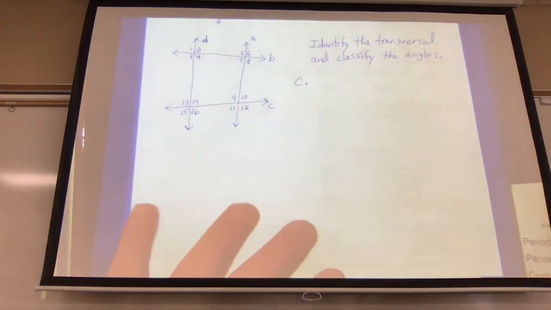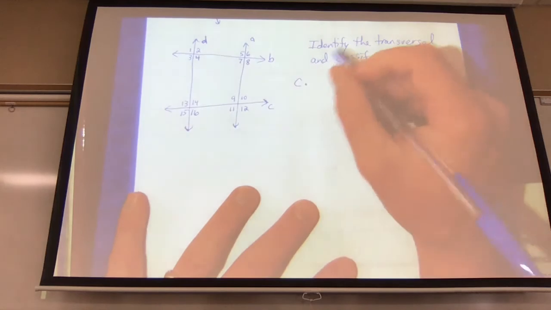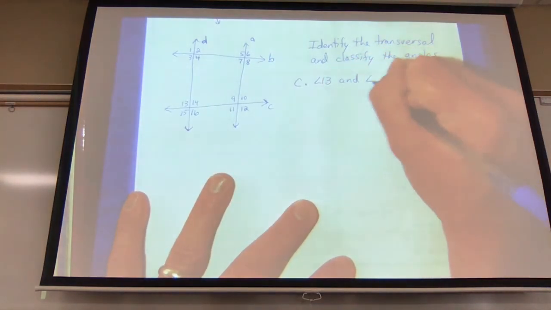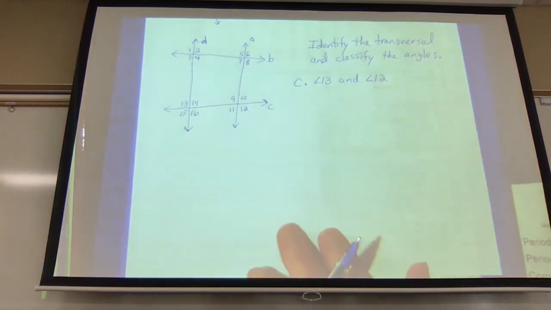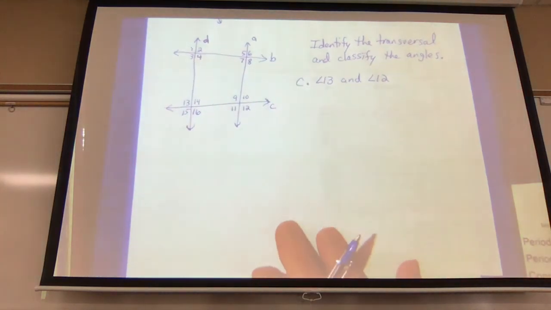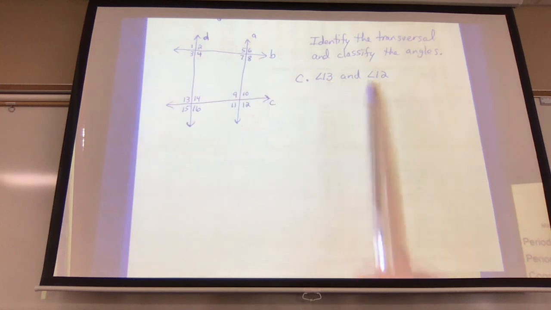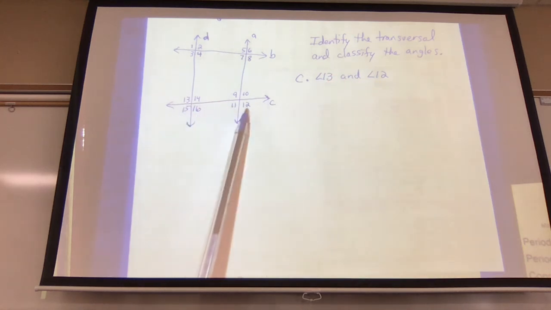All right, for our first one, we're going to pick angles 13 and 12. So with angles 13 and 12, we need to identify the transversal and we have to classify the angles. Now I'm going to start with the identifying the transversal part. If you remember, the transversal is going to be the line that intersects two other lines. So if I look at angles 13 and 12, here's 13 down here, here's 12 down here.